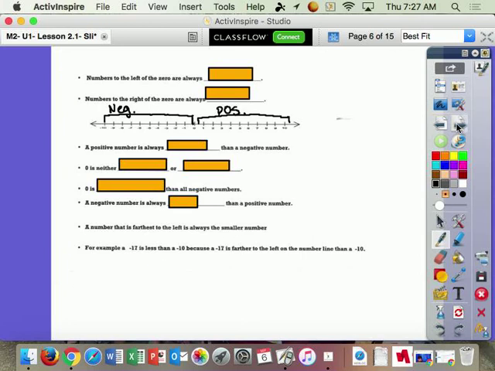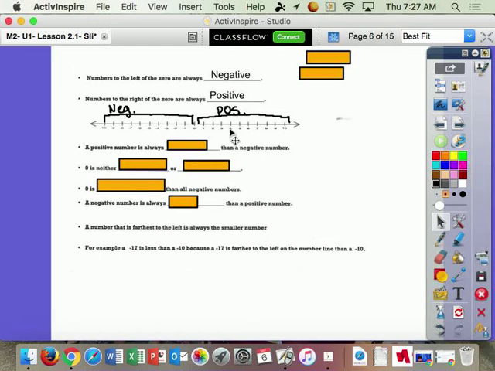All right, so flip over. I want you to find the page that looks like this. Okay, it should be about a page away. So find this page. All right, so numbers to the left of zero are always what on a number line? Negative, good. And then the opposite of that is what? Positive, good.